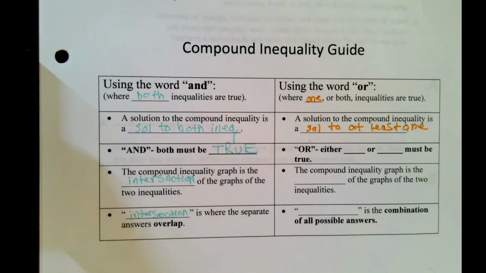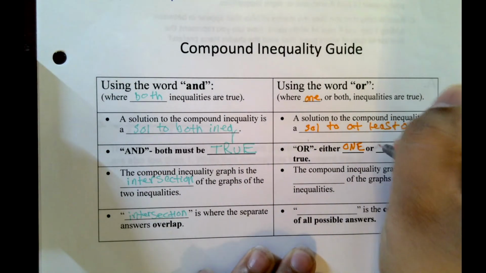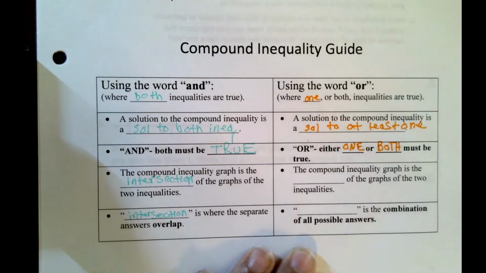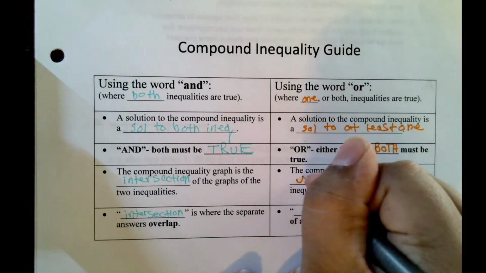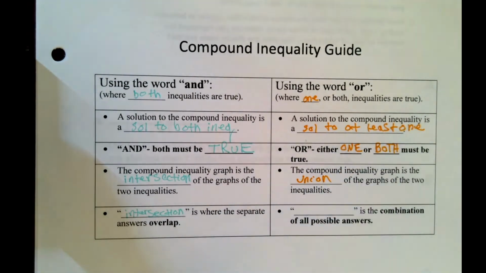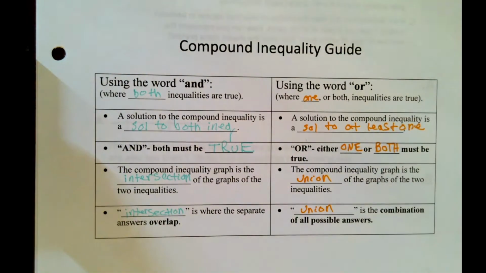So for or, either one or both must be true. So what we're going to call the answer is not intersection, but instead we're going to say the compound inequality graph is going to be called the union of the graphs of the two inequalities. So a union is a combination of all possible answers. Because all of this, even though there are two inequalities for both and or or, is going to be created on one number line.